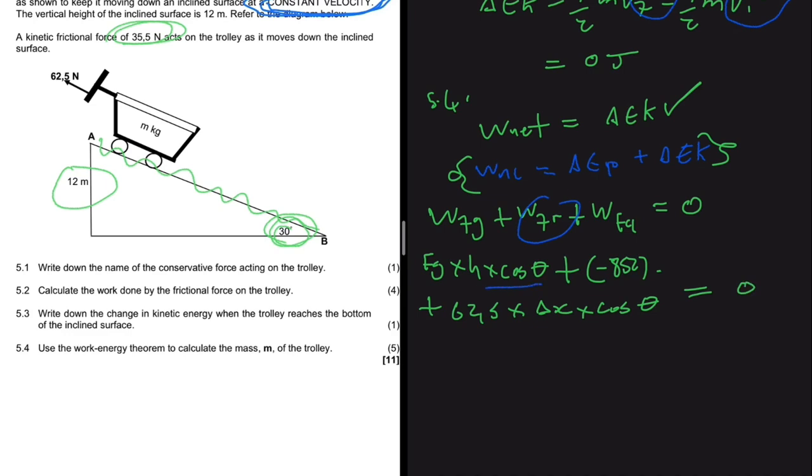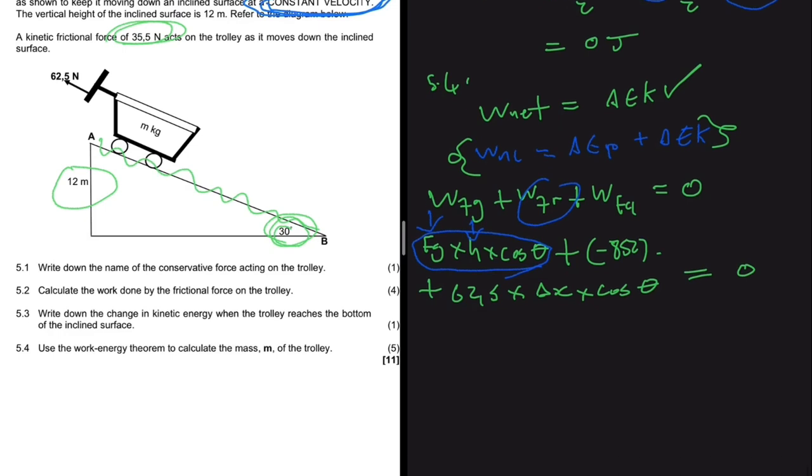So let's talk about this work done by gravity first. There are two ways you can find the work done by gravity. You can use the gravity itself, right, and the height. Apart from that, you can find the parallel component of the gravity, and then you can use the displacement, right, the distance from A to B, which is 24 meters. If you use that, we should get the same answer, right? But I'm just going to use the first in this question.